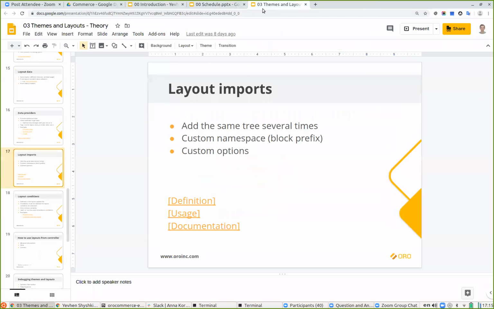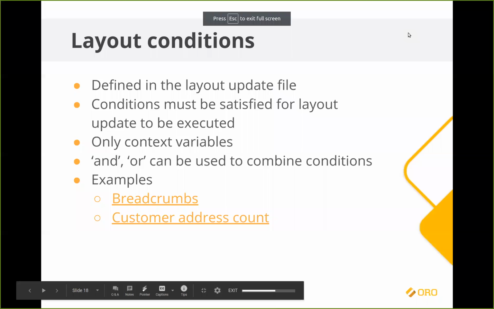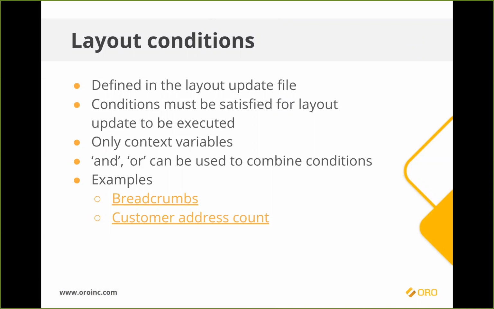So let's continue. Let us see layout updates, and let's continue that. Observe the features we have out of the box in the layout engine. The next feature is called layout conditions, and we already have a question about it in chat. There was a question about how to show or not show some parts of the layout or layout updates based on the layout conditions. And here we have a way to do it.